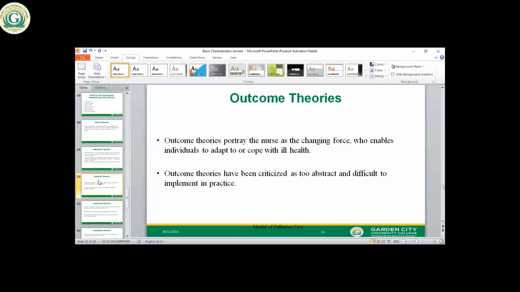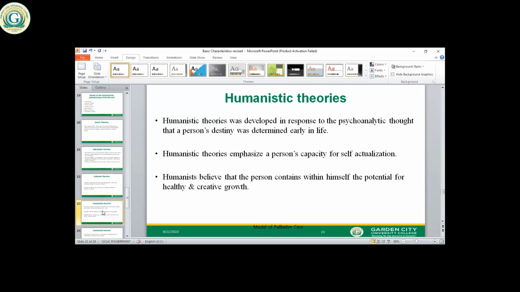So any theory that portrays the nurse as the changing force that enables the individual to either adapt to the disease or cope with ill health, then you should know that it is an outcome theory you are dealing with. So they are too abstract and difficult to implement in our practice as compared to the needs theory and the interaction theory. Then we have the humanistic theory.